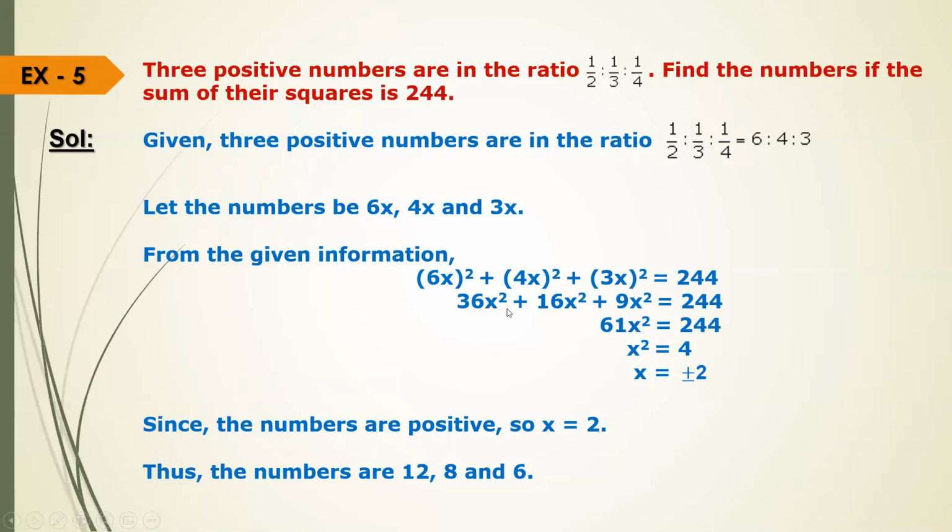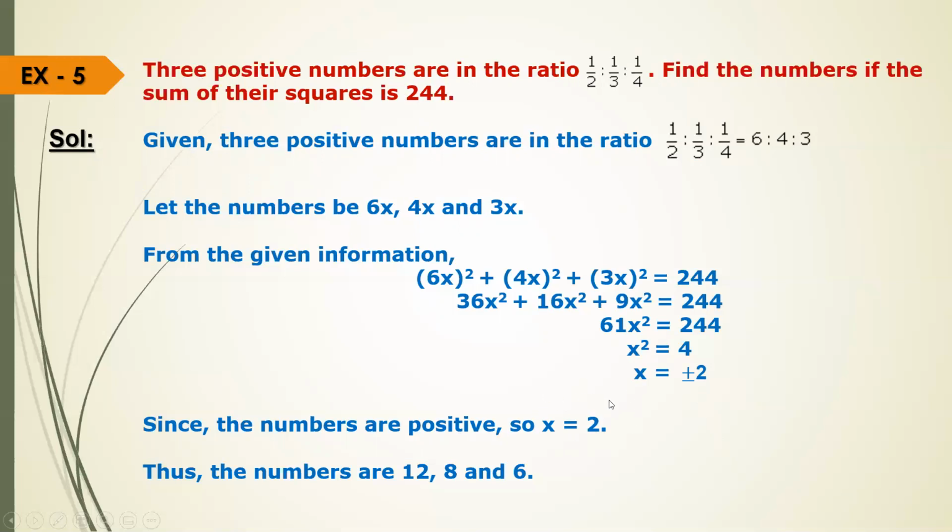Take the squares of all these numbers. 36x^2 + 16x^2 + 9x^2 = 244. Add it: 61x^2 = 244. x^2 = 4. And whenever we solve a square, we should take both plus and minus values. So x can be +2 or -2. But in the question again it was given 3 positive numbers. So here again we will neglect -2 and will take only x = 2 as the value of x.